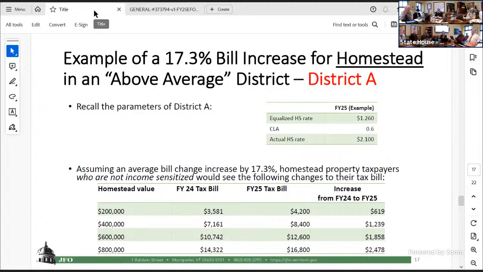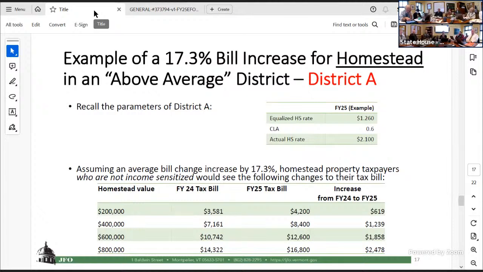the way that income sensitivity works is, for those who qualify, the size of the property tax credit is dependent on both their household income and their homestead house site value. So what that means is different homestead property taxpayers will be receiving a property tax credit of different sizes. While 66% of folks receive some property tax credit, the size of the credit differs.